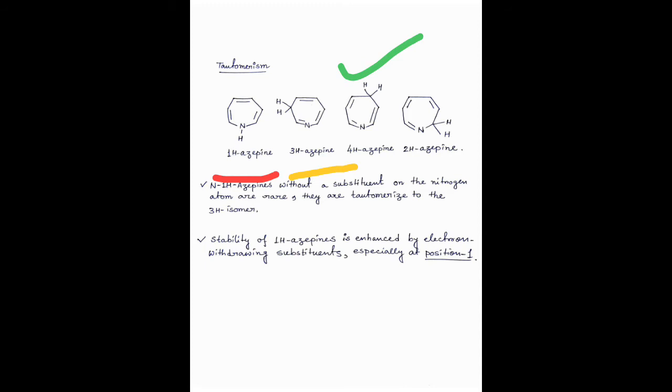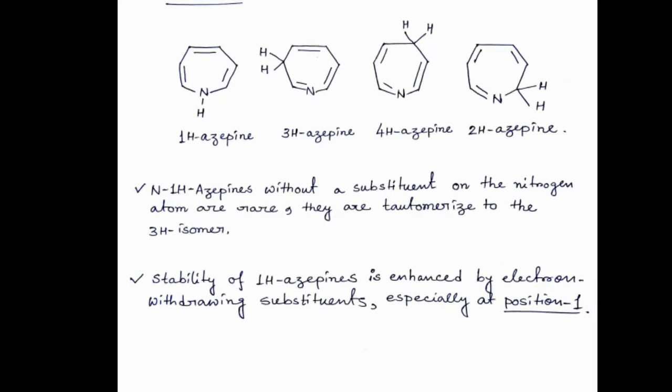Now go to the fourth one. This is 2H azepine. Here the double bond is again changed, and the carbon atom adjacent to the nitrogen atom contains the CH2 group. These are the four tautomers present. These four tautomers are possible for the derivatives of azepine as well as for unsubstituted azepine.